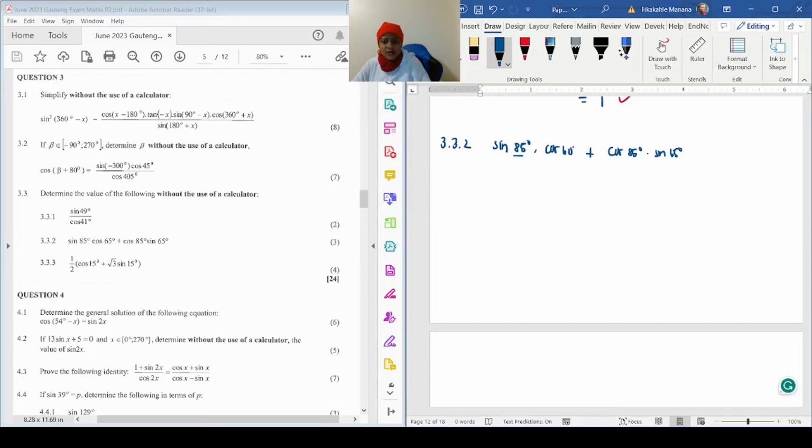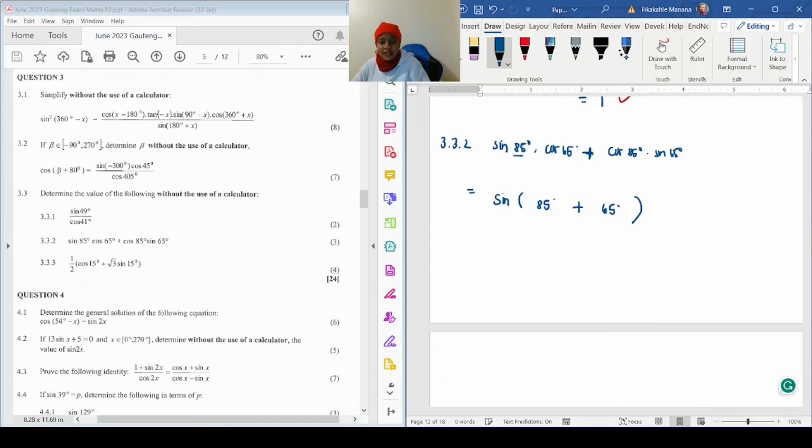What did I, oh, I didn't write them correctly. Guys, writing legibly, that makes all the difference. So basically I have sine, and with sine, the sign remains the same. It's not like cos. And so we have sine 85 plus 65.